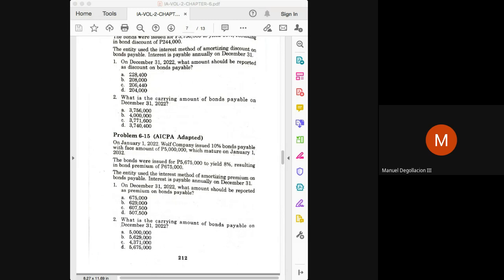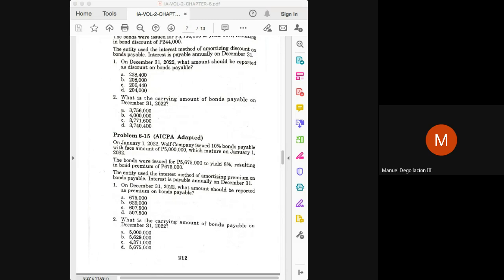Okay, and the 46,000 there is the amortization on the premium. And since this is a premium, this would have been a reduction to your interest payment to arrive at your interest expense. But that will not be relevant anymore because we are already able to directly solve for the interest expense, which was simply 5,675,000 times 8% or 454,000. What we know now is that the amortization on the premium should be 46,000.